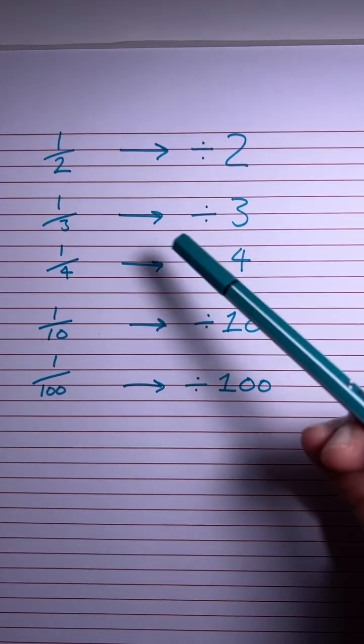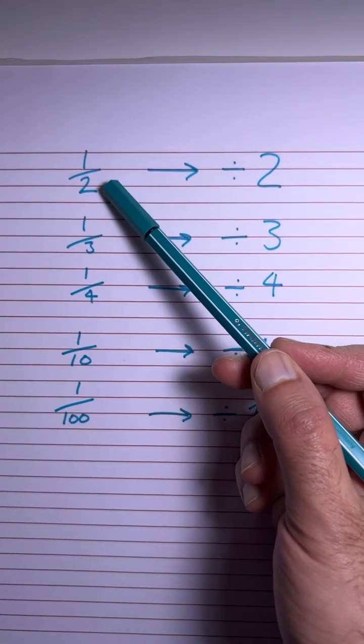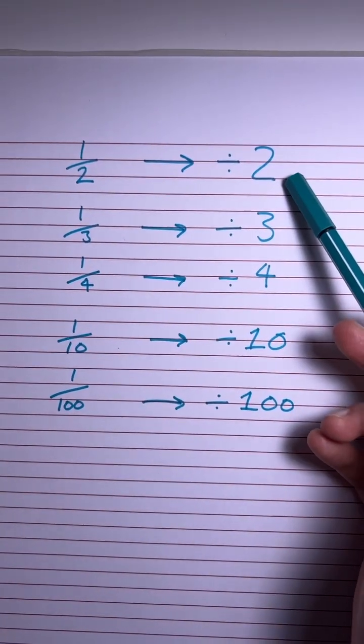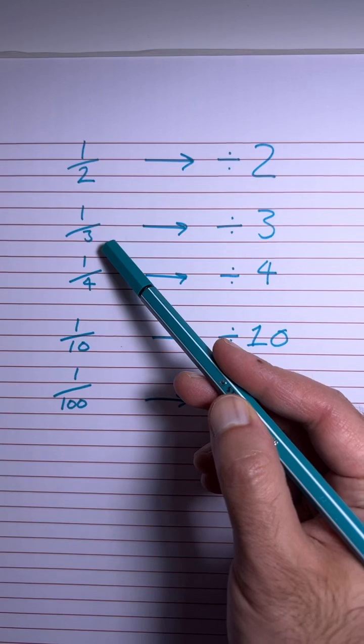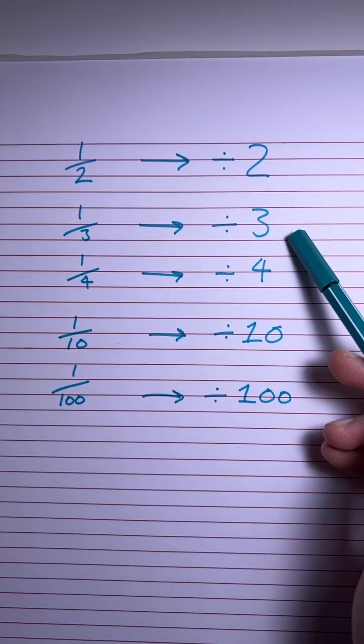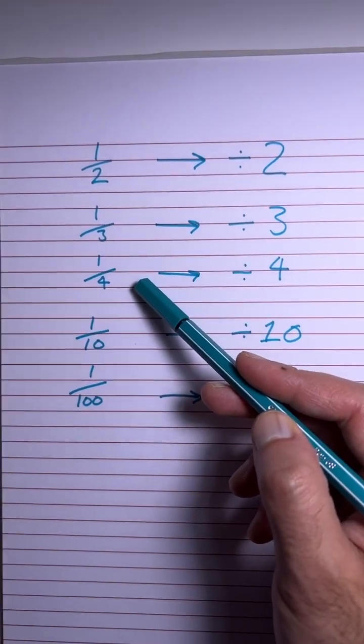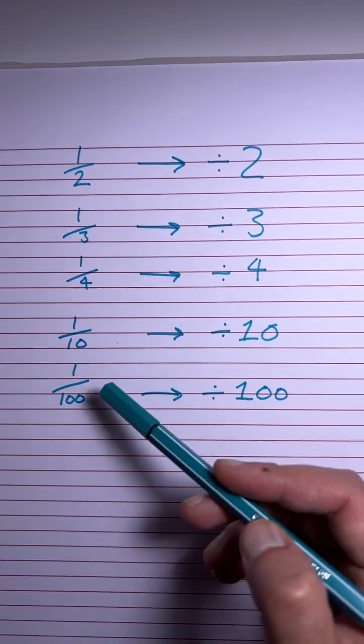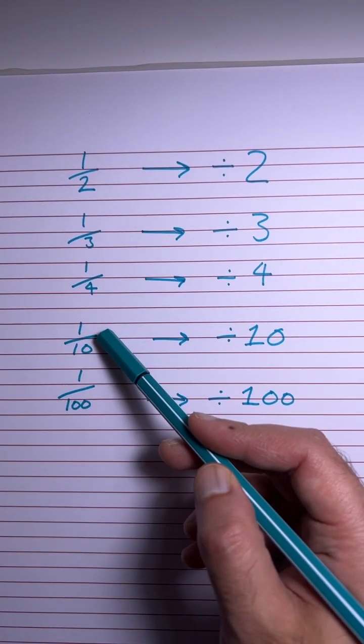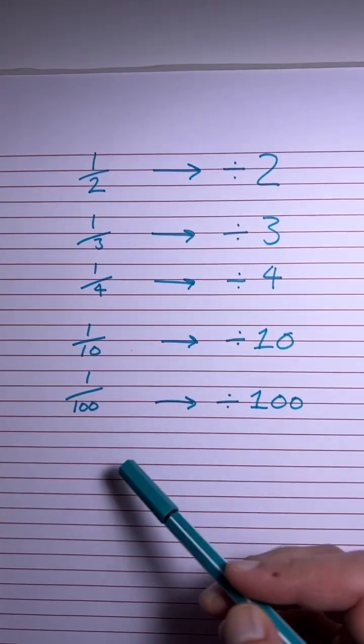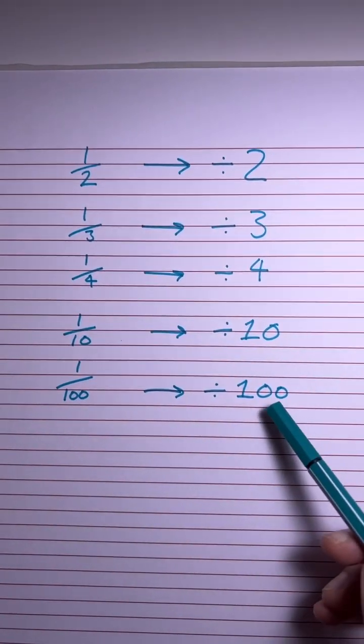What it's saying is, if you want to find a half of a number, you need to divide it by 2. If you want to find 1/3 of a number, you need to divide it by 3. If you want to find 1/4 of a number, divide it by 4, and so on forever. If you want to find 1/10 of a number, divide it by 10. If you want to find 1/100th of a number, divide it by 100.